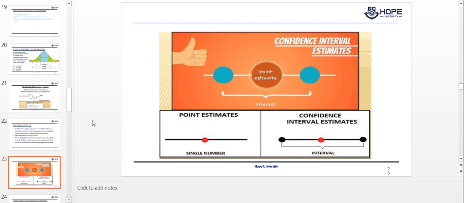A confidence interval should start from the first range up to the last range, having a point estimate in the middle. Look at this: a point estimate is a single number, but for an interval we should get two range numbers, starting and ending.